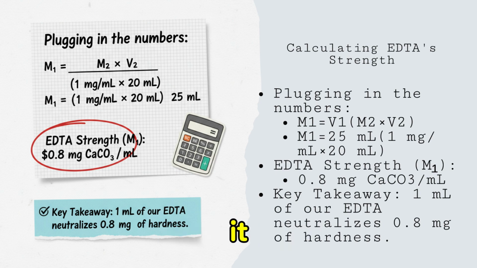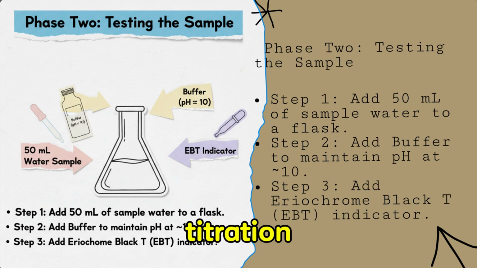We've standardized it. Phase 2. Titration of the sample water. Now that we know the exact strength of our EDTA, we can confidently test our actual water sample. Step 2. Take a water sample. First, you use a pipette to measure out an exact volume of the sample water into a clean conical flask. For our problem, this volume is 50 milliliters.